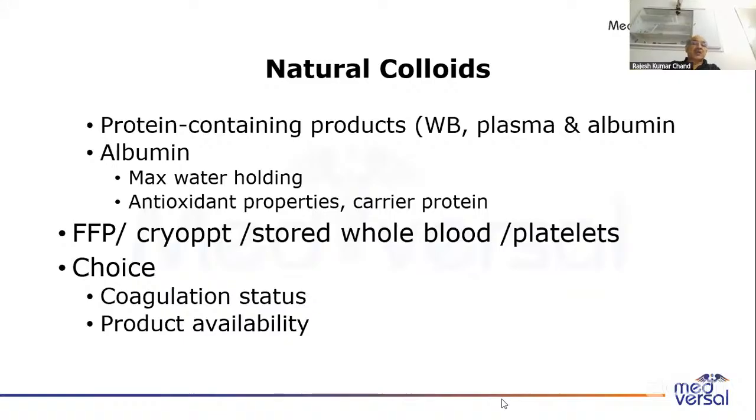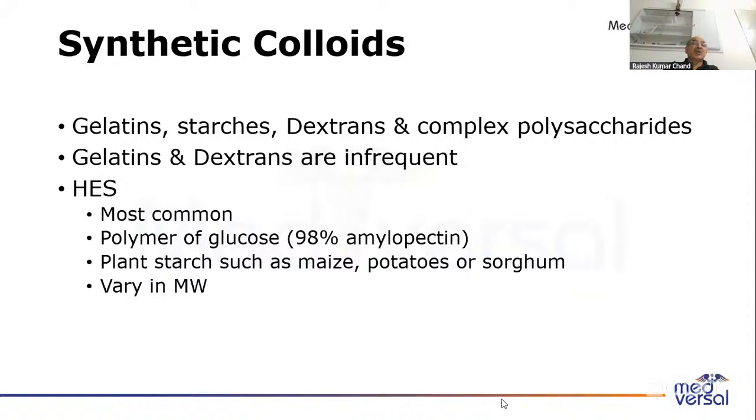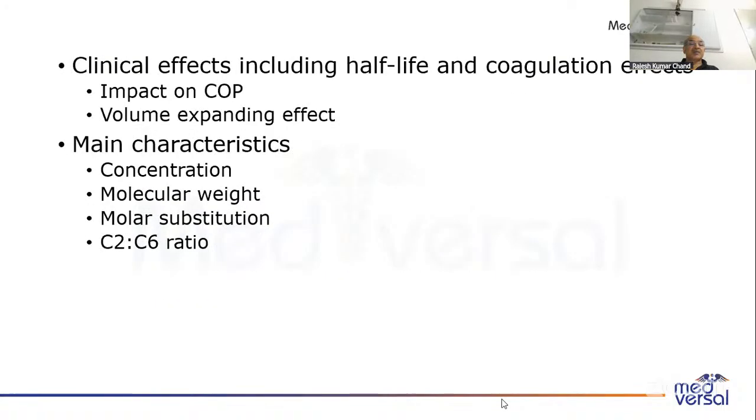The choice of these natural colloids will depend on the coagulation status of the patient, the product availability within that healthcare system, and the patient's resource availability, because, for example, albumin can be very expensive. Now, synthetic colloids are gelatins, starches, dextran, and complex polysaccharides. Gelatin and dextrans are infrequently used. Hydroxyethyl starches are the most common. They are polymers of glucose, 98% amylopectin, made from plant starches such as maize, potato, and sorghum, and they vary in their molecular weight.